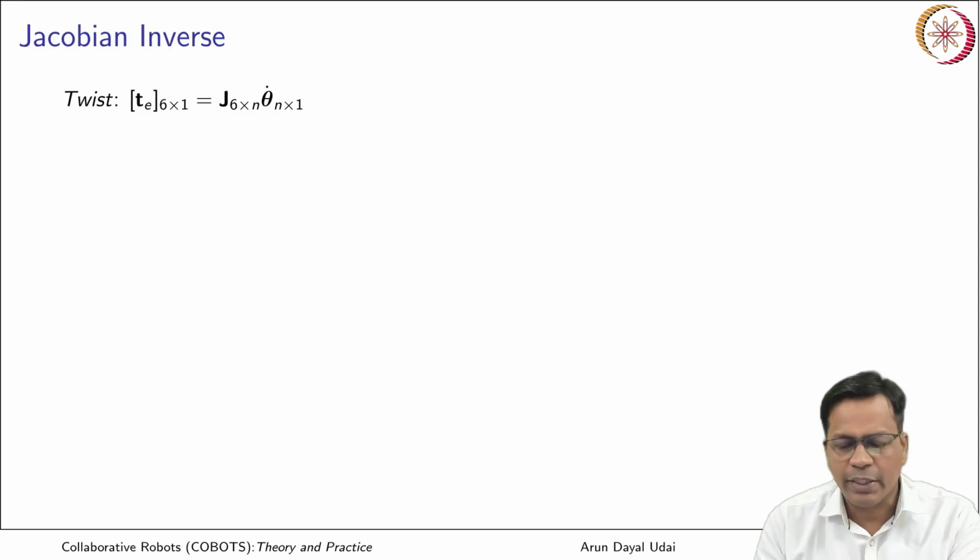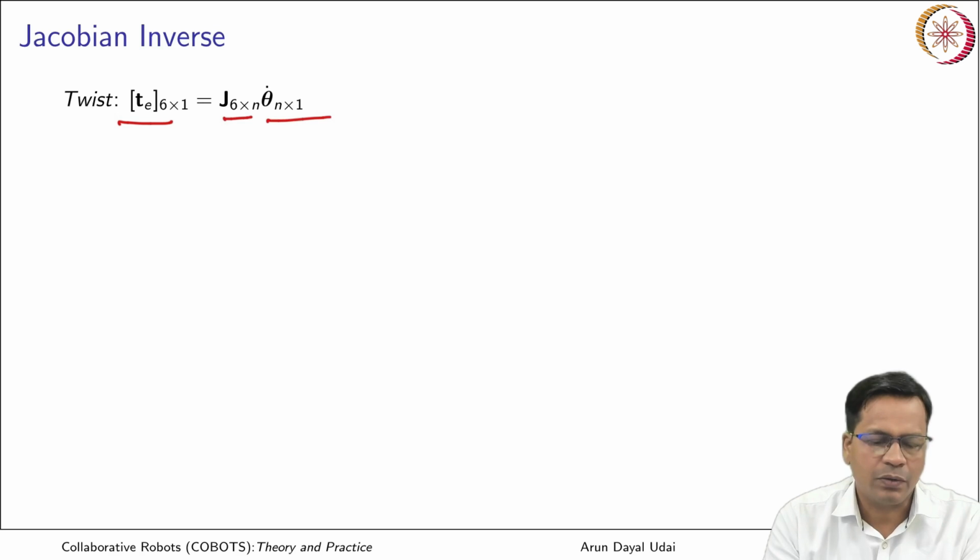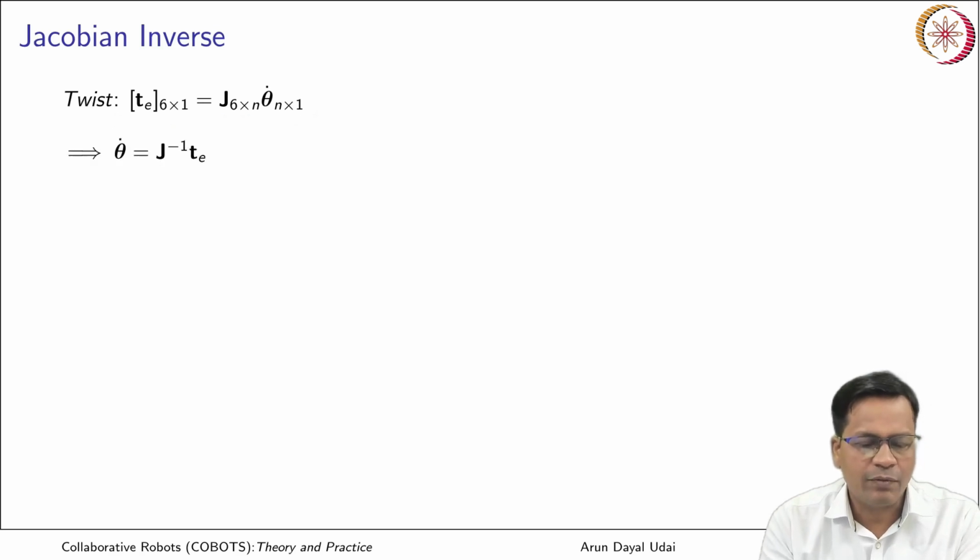So finding out the inverse is again very trivial. You already know twist is given as Jacobian into theta dot. So if I take the inverse, it should give me this. This is very trivial, provided this is an invertible matrix, that is, a square matrix only.